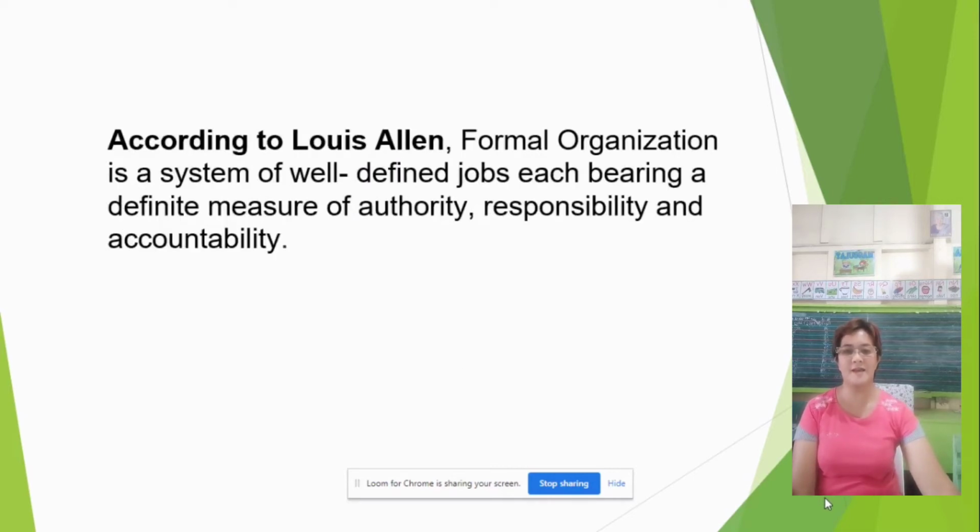According to Louis Allen, formal organization is a system of well-defined jobs, each bearing a definite measure of authority, responsibility, and accountability.